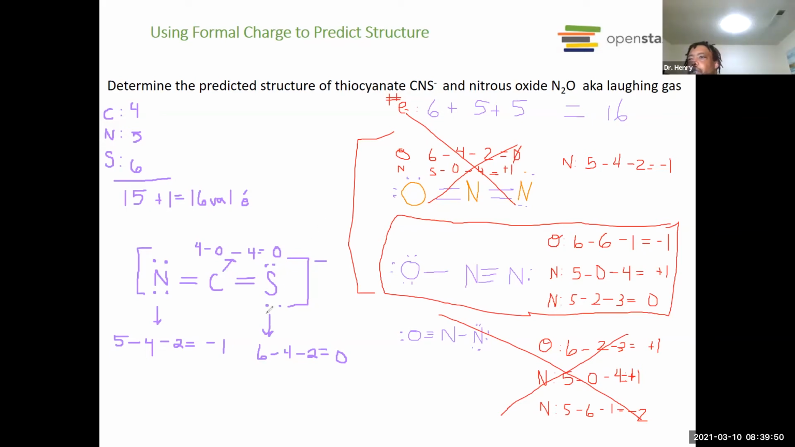Okay, so let's see, Selena. Good job. And so nitrogen is more electronegative than sulfur. So nitrogen would be the choice.